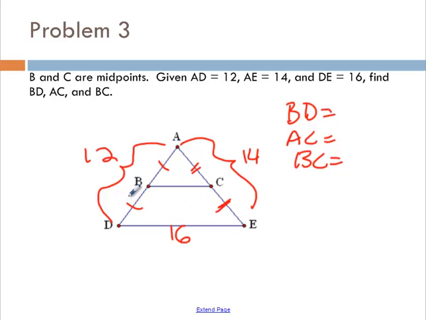Well, BD is half of 12, because both of these are 6. AC is half of 14, both of these are 7. And BC is half of 16, which is 8.